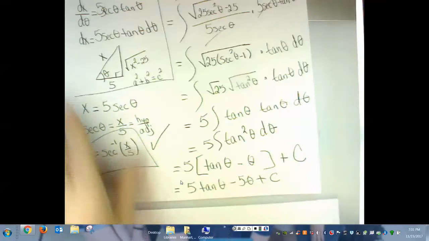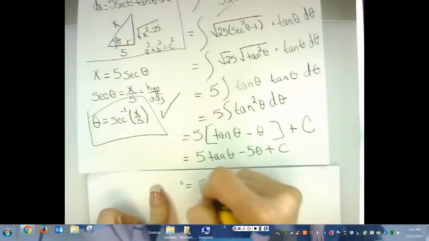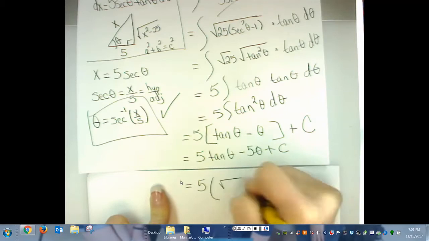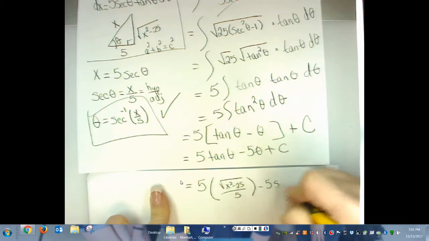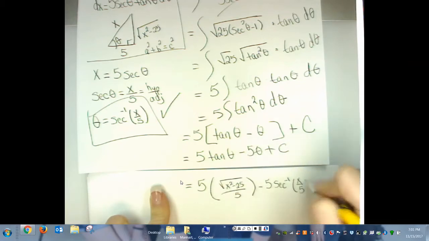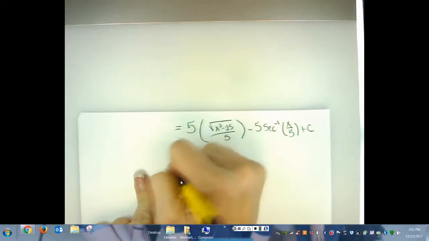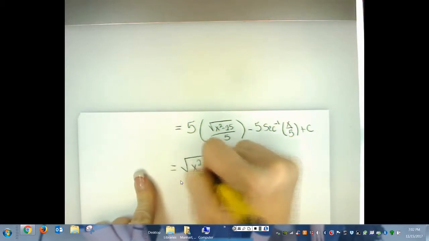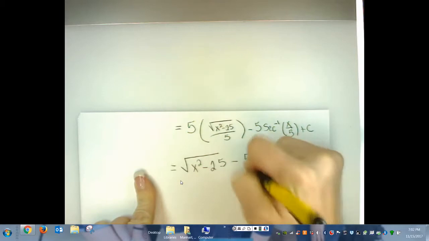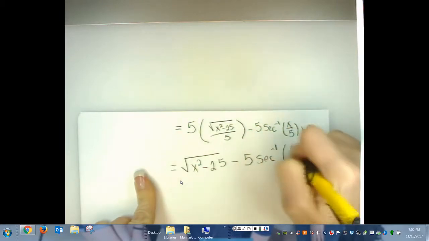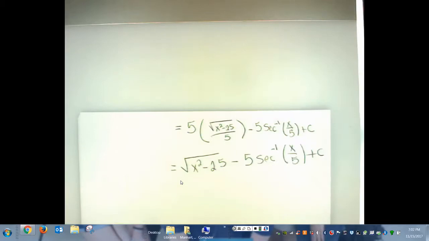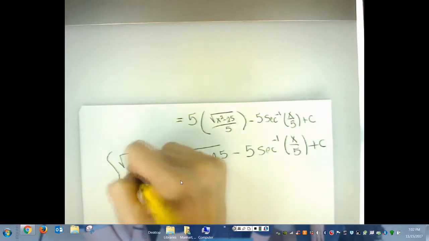So final answer, according to our triangle, that's 5 times the tangent of theta. That's the square root of x squared minus 25 over 5. Minus 5 times inverse secant of x over 5 plus c. The 5's will cancel, and we will have the square root of x squared minus 25 minus 5 inverse secant of x divided by 5 plus c. Final answer for our original problem that looked like this.